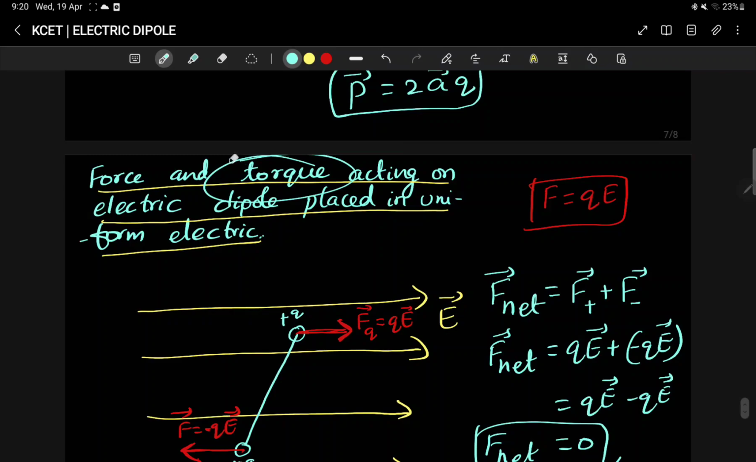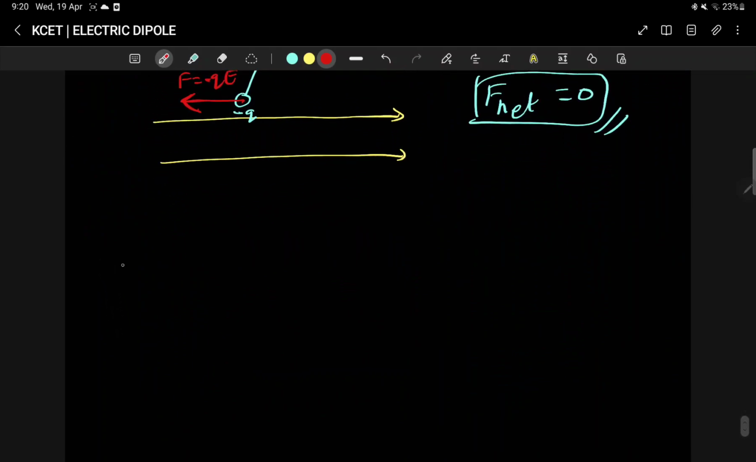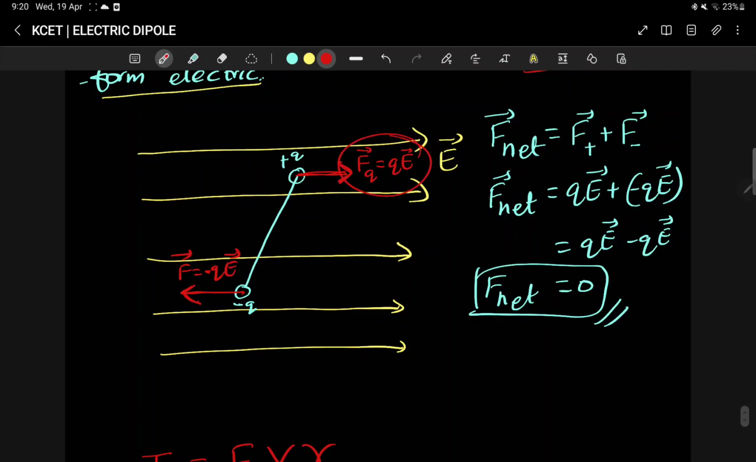Now second thing, we need to find out torque also. We should know the formula for torque. What is the formula for torque? Torque is equal to force into perpendicular distance. The force is qE. Which is the perpendicular distance? This is the perpendicular distance. Let us find it. Let us consider this angle is theta. Then sin theta is equal to opposite by hypotenuse.